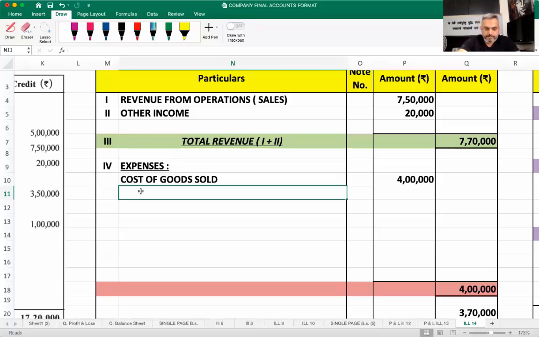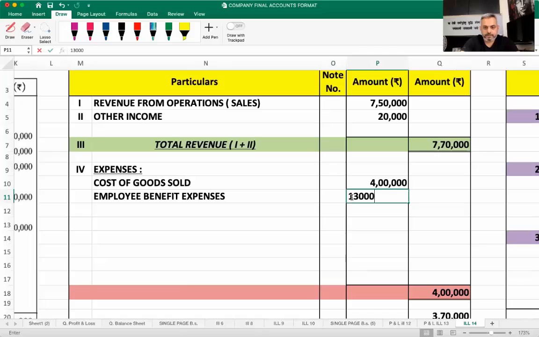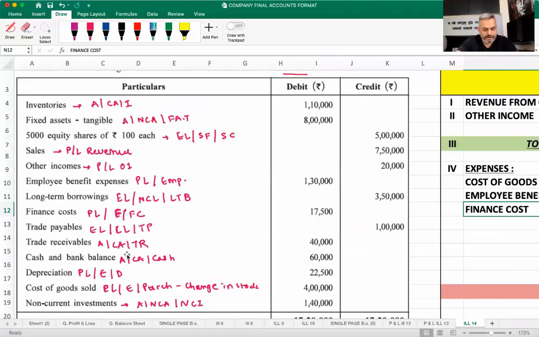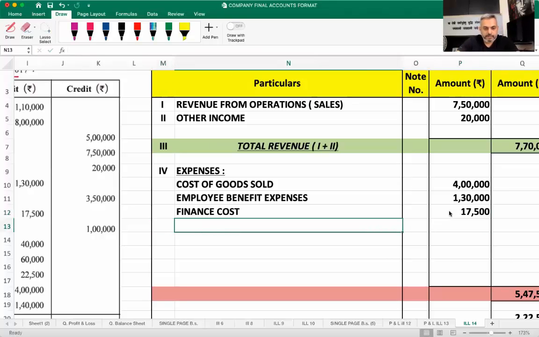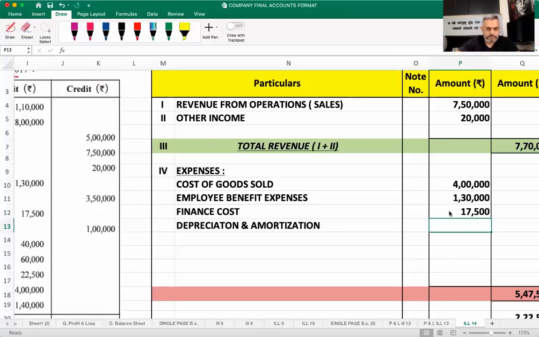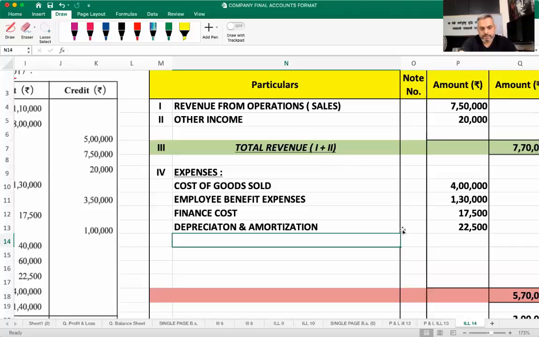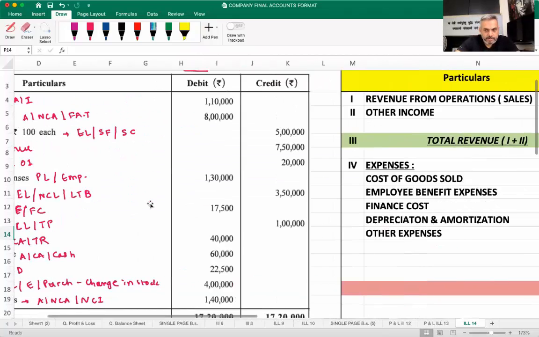Then next is employee benefit expenses. So what do we have for employee benefit expenses? 1,30,000. Finance cost. What do we have for finance cost? Let's check out. Do we have finance cost? Yes, 17,500. Depreciation and amortization 22,500. Other expenses. Now other expenses, you can just check out. It's not there. So 0.